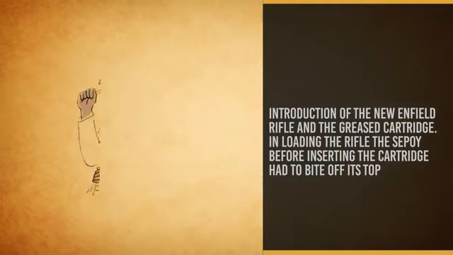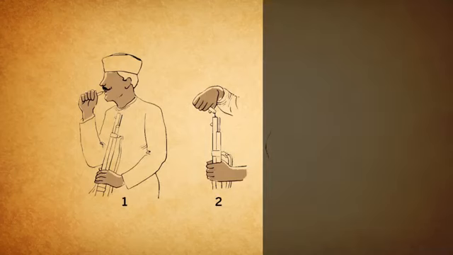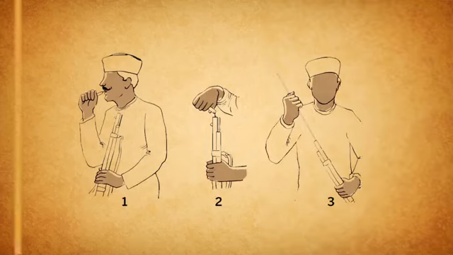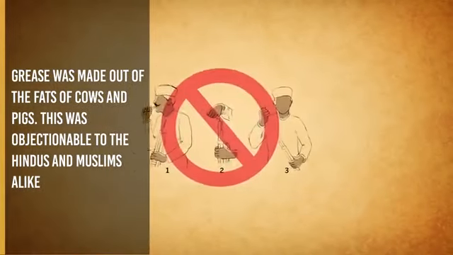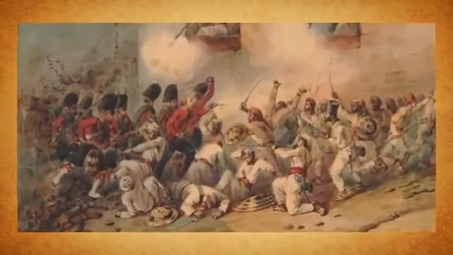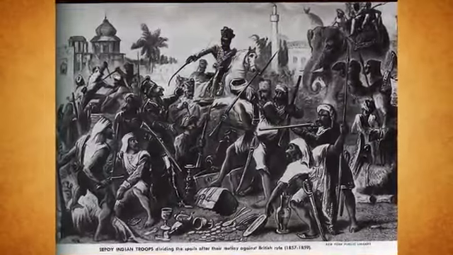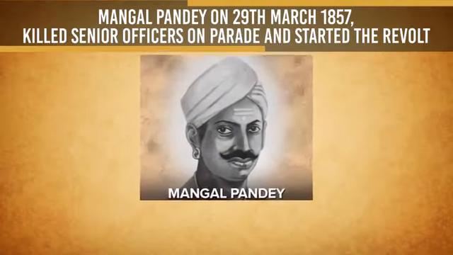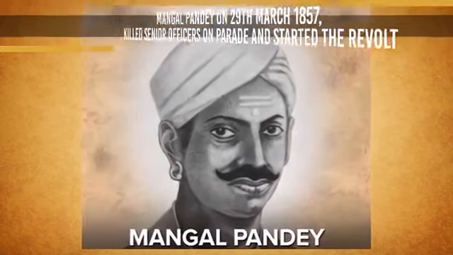In loading the rifle, the sepoy, before inserting the cartridge, had to bite off its top. It was believed that the grease was made out of the fats of cows and pigs. This was objectionable to Hindus and Muslims alike. This rumor sparked a fire of discontent against the British in the form of revolt. The first sign of unrest appeared in 1857 at Barrackpore in Bengal. A sepoy, Mangal Pandey, on 29th March 1857 killed senior officers on parade and started the revolt.